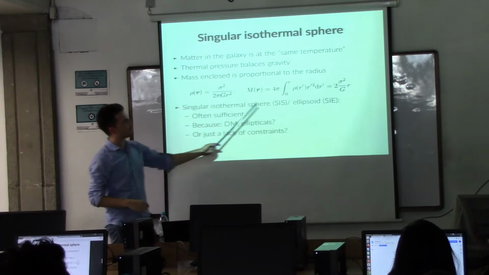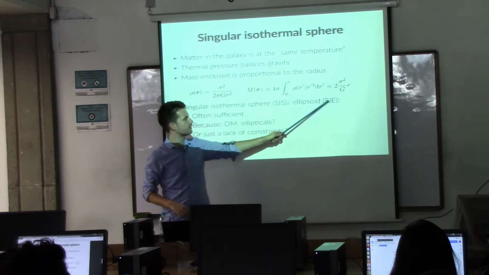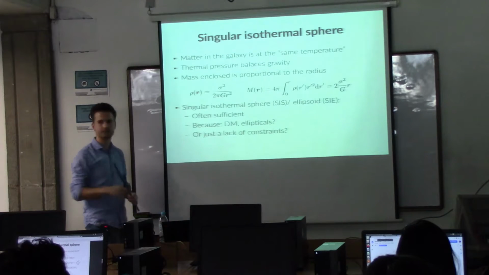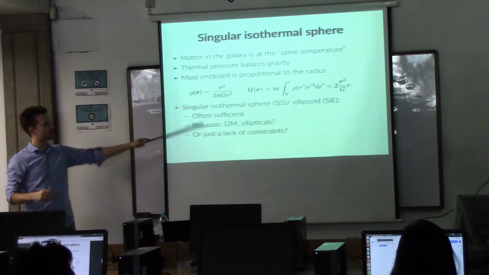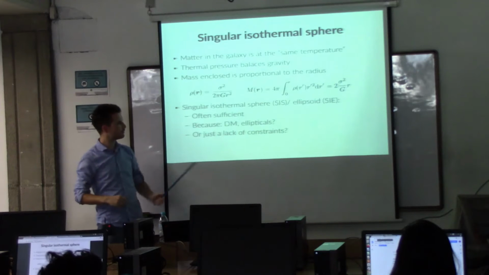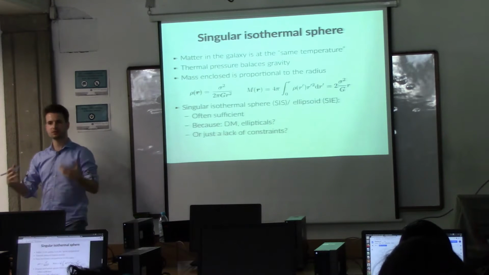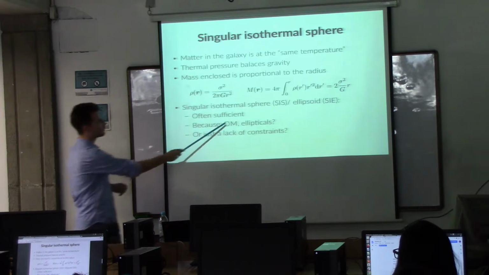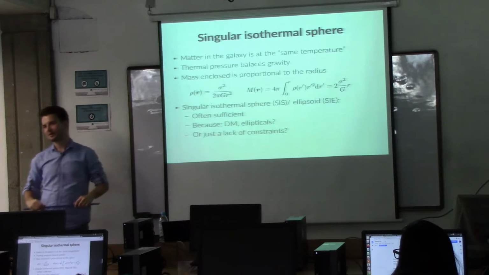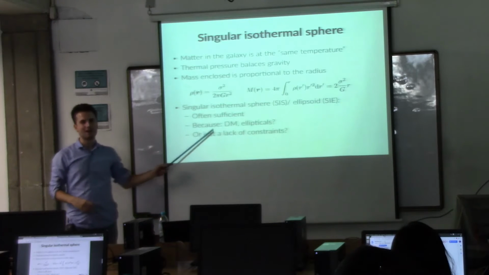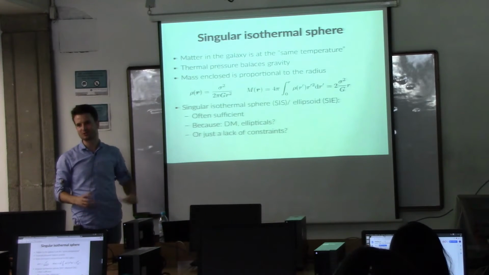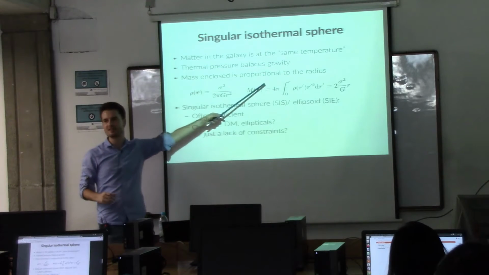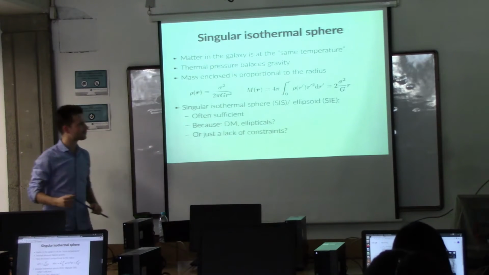You can also make this into something more involved, a singular isothermal ellipsoid, because galaxies are not spheres, and we'll see that later. But this approach is often sufficient. Most of the lenses are elliptical galaxies with smooth dark matter halos, and often our observational constraints are not good enough to distinguish between this and more complicated models.